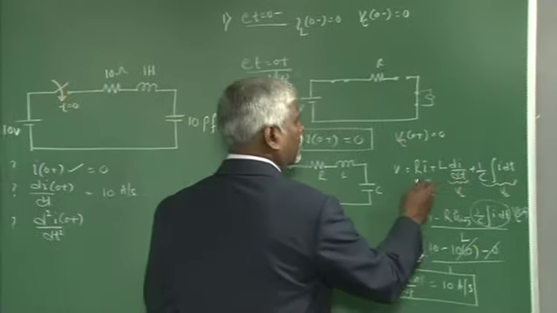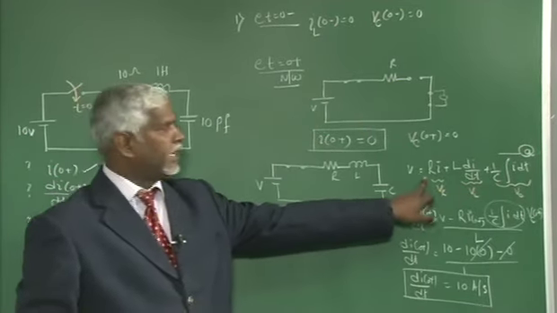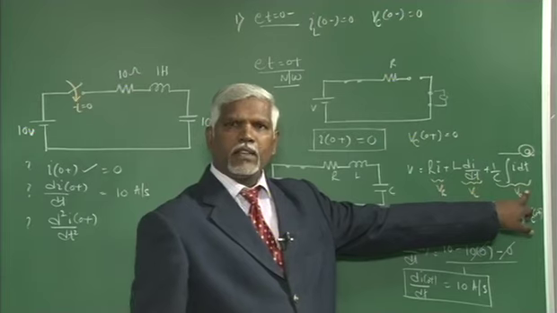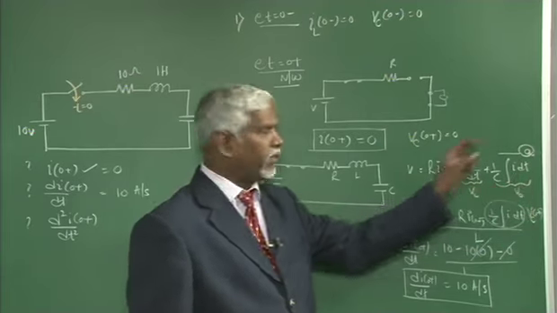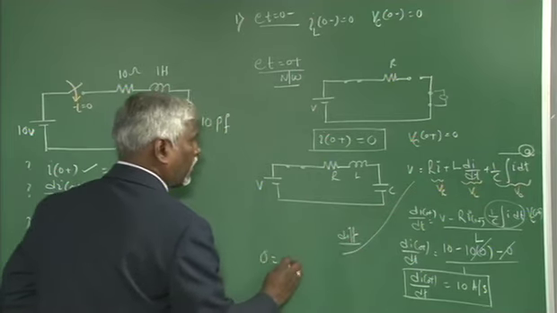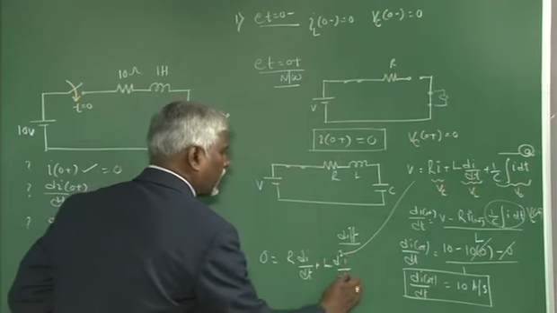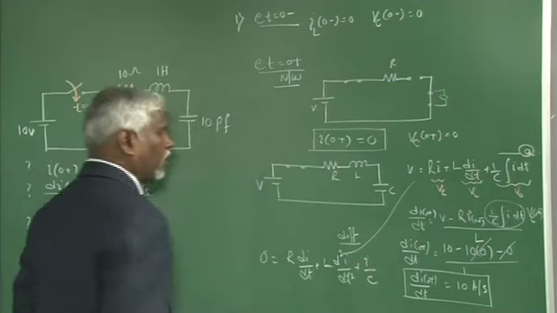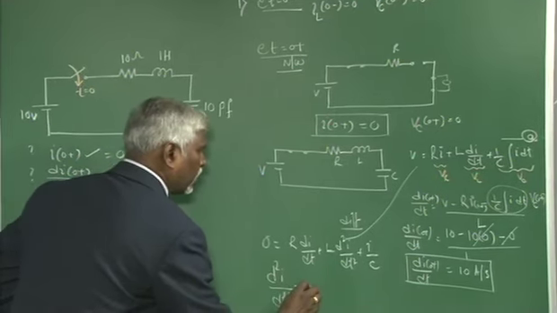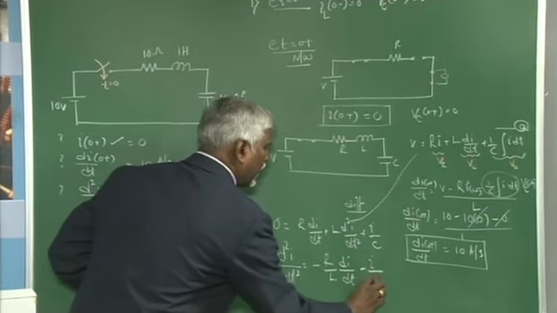Get an expression for the second derivative. Take this equation, equation A, and differentiate it to get a second derivative term. If I take this as Vc, I will get dVc by dt. Instead of that, take it as 1 by C integral I dt and differentiate. Differentiating this, we get 0 equal to R di by dt plus L d squared I by dt squared plus I by C. The expression for the second derivative is d squared I by dt squared equal to minus R by L di by dt minus I by LC.